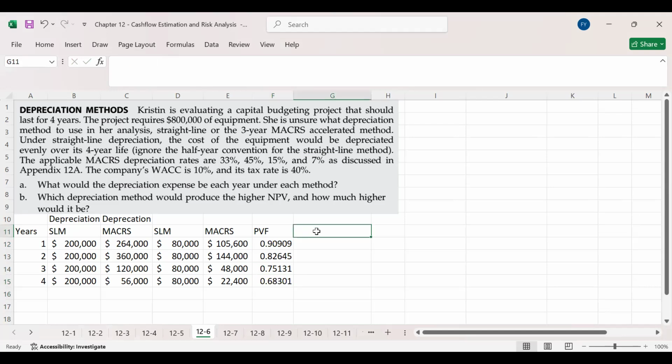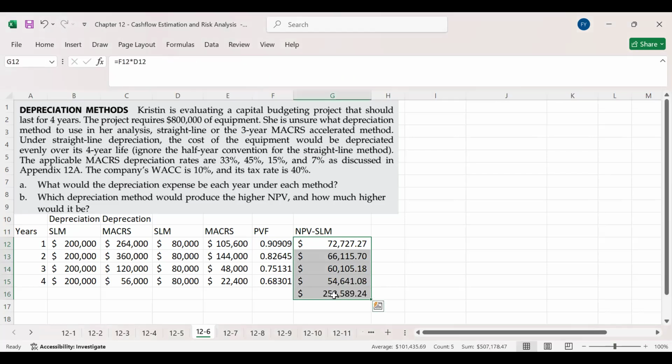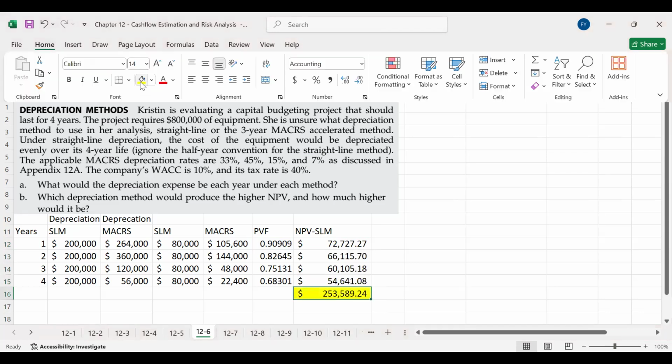Now, in order to calculate NPV, NPV under the straight line method. So for NPV, we have this present value factor, which is F12. We multiply these factors with the after tax depreciation, so we are going to multiply it by D12. So these are the present values, and when we add all of these, we get the net present value under the straight line method.